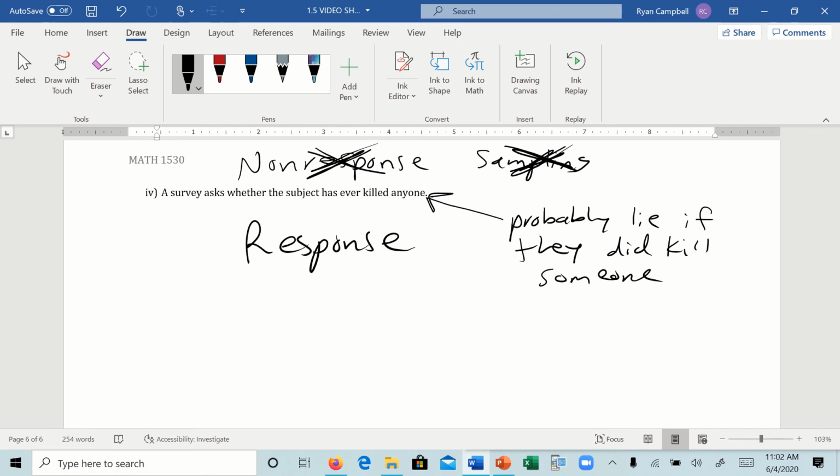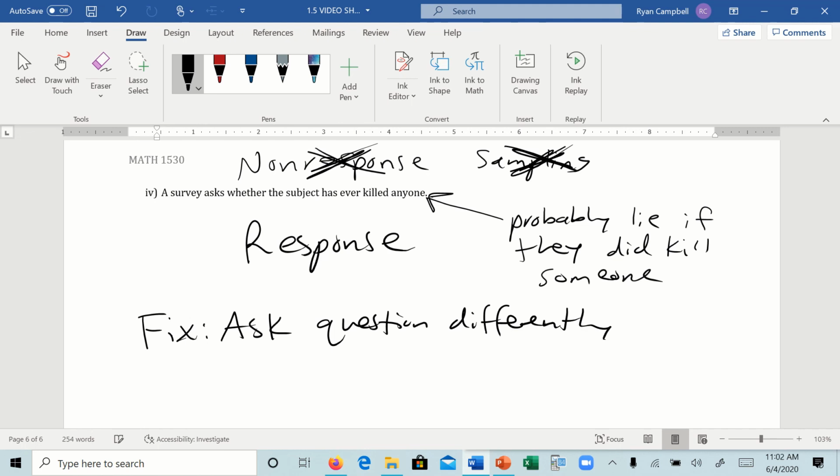And unfortunately, that's a problem with some questions as well, right? They just ask too personal questions that people aren't going to answer truthfully. So what's the way to fix it? There are a couple of options. Obviously, you could ask the question differently, right? Maybe why are you asking this question? Is it because you're trying to see whether people are evil? Are you trying to see what people are capable of? Well, then maybe ask it a different way.